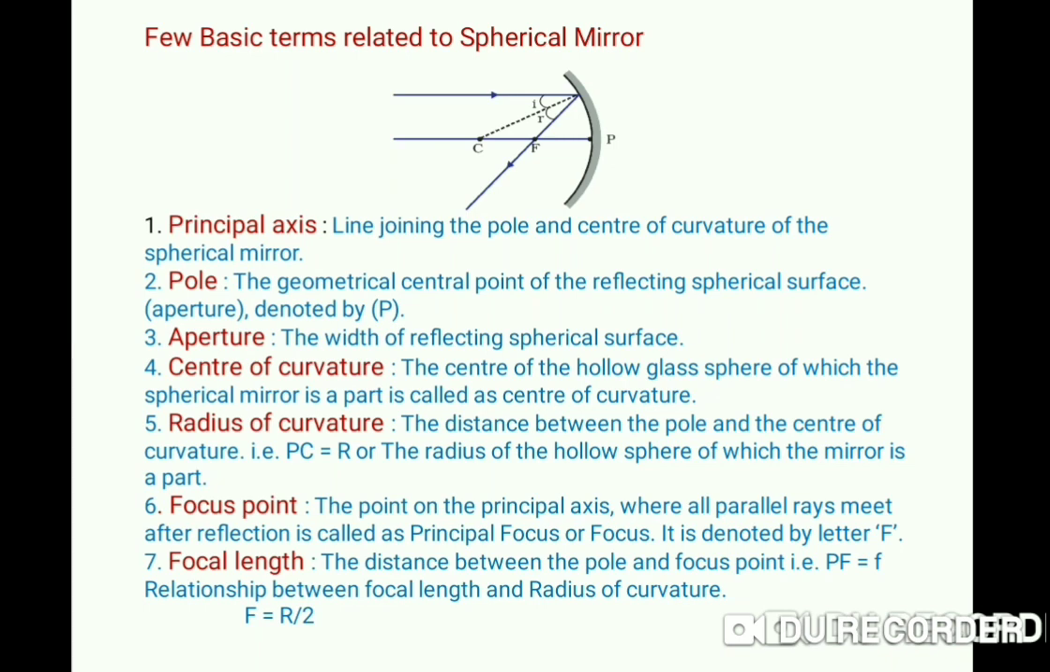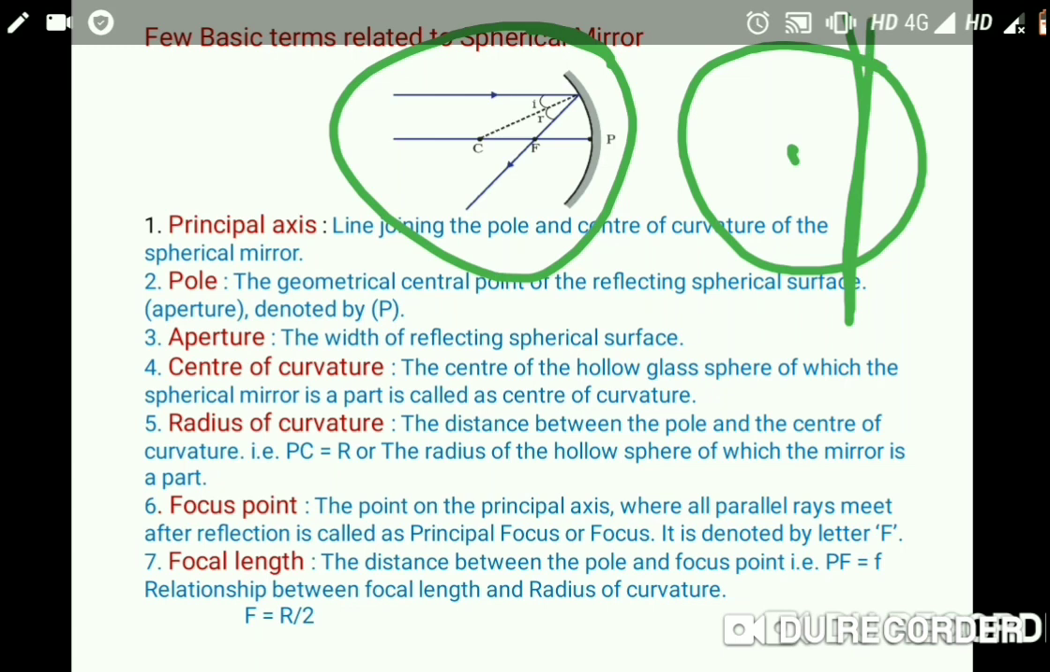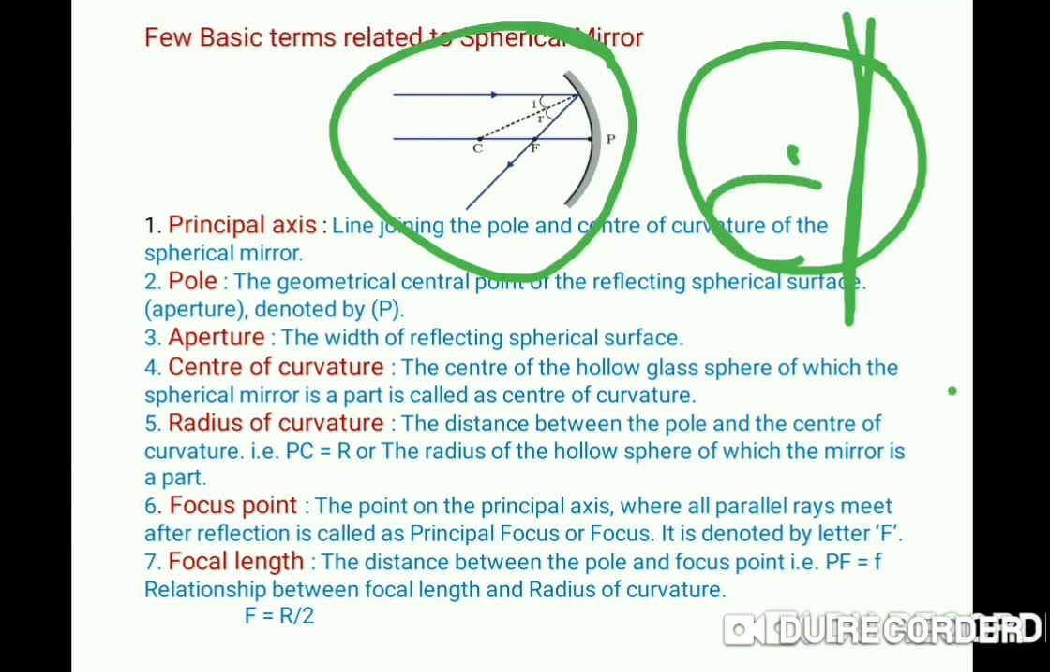Fourth, center of curvature. The center of the hollow glass sphere of which the spherical mirror is a part is called the center of curvature. I already showed you that there is a hollow sphere. Here is the center. This mirror is a part of this hollow sphere. So the center of that hollow sphere is said to be the center of curvature.